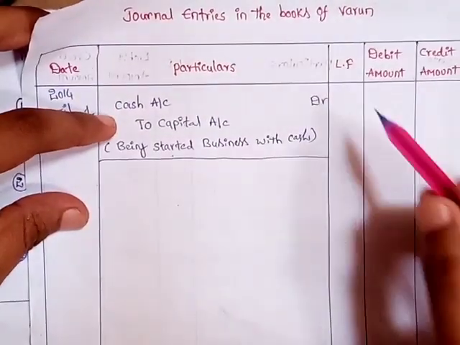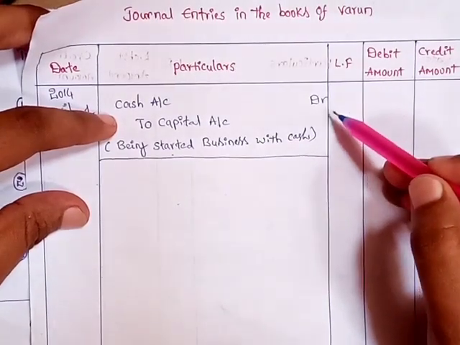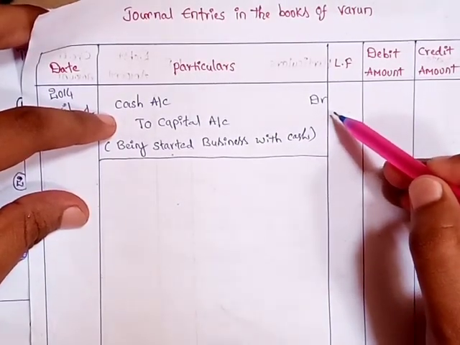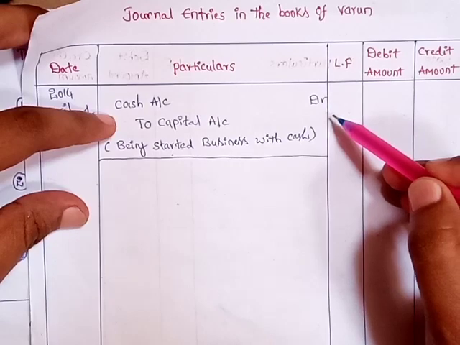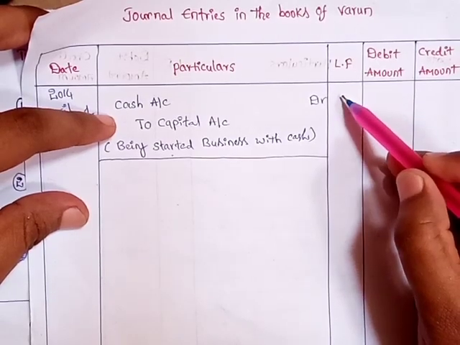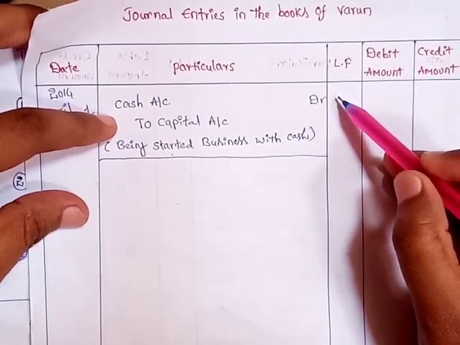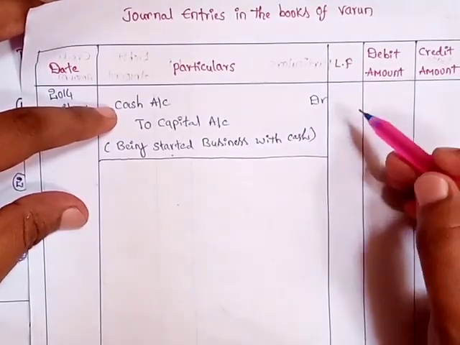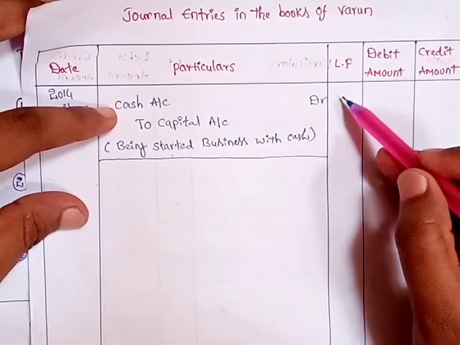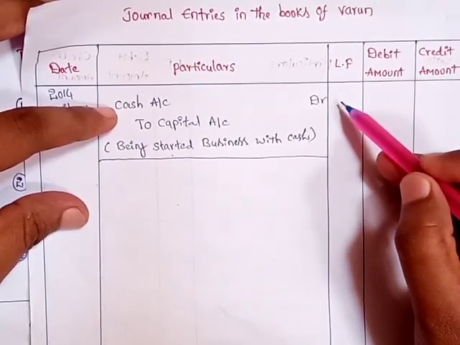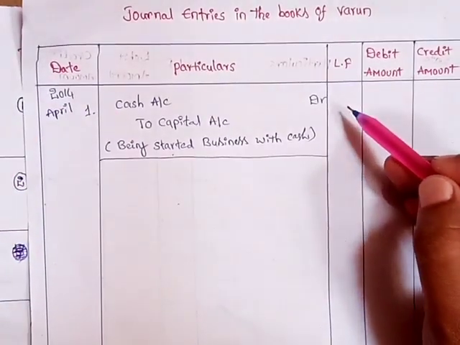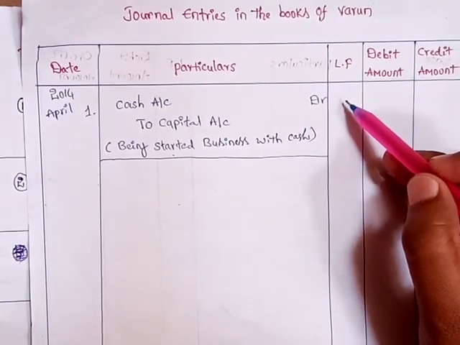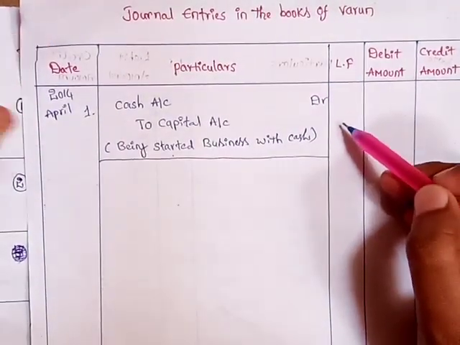Now here in LF number column we don't want to write anything. Practically we should write here the page number of a ledger book against that account, but we are preparing for learning purpose, that's why we should not mention anything in this column. So leave this column empty.